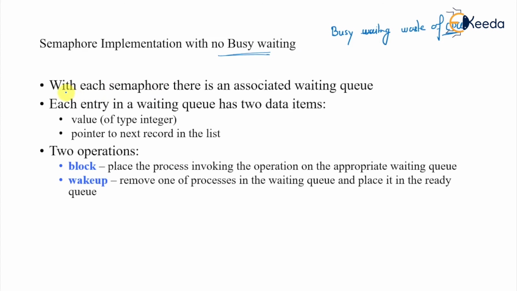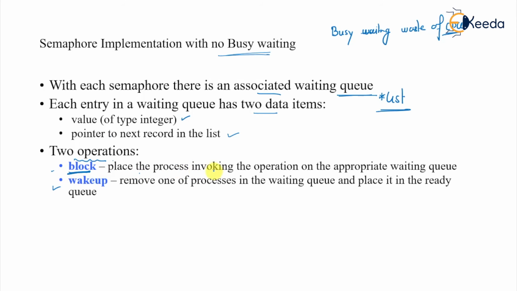With each semaphore, we associate a waiting queue. Each entry in the waiting queue must have two data items. So we are talking about the list actually. Each entry in the waiting queue has an integer value and a pointer to the next record in the list. So two operations: one is block and another one is wakeup. So now we will not do busy waiting.